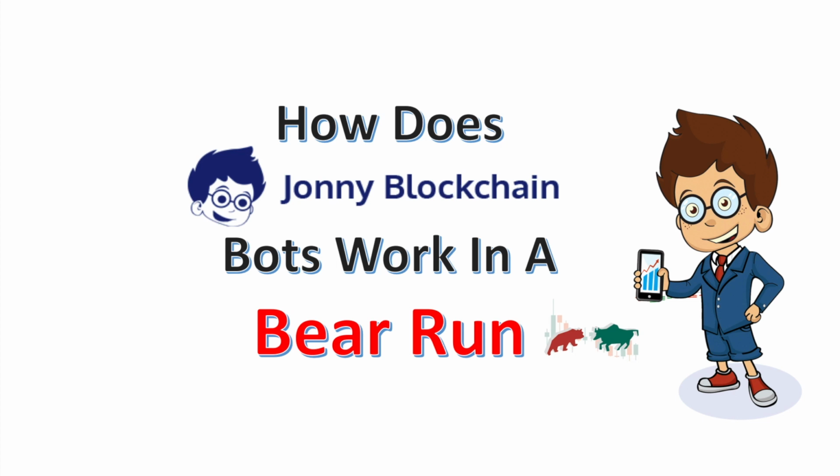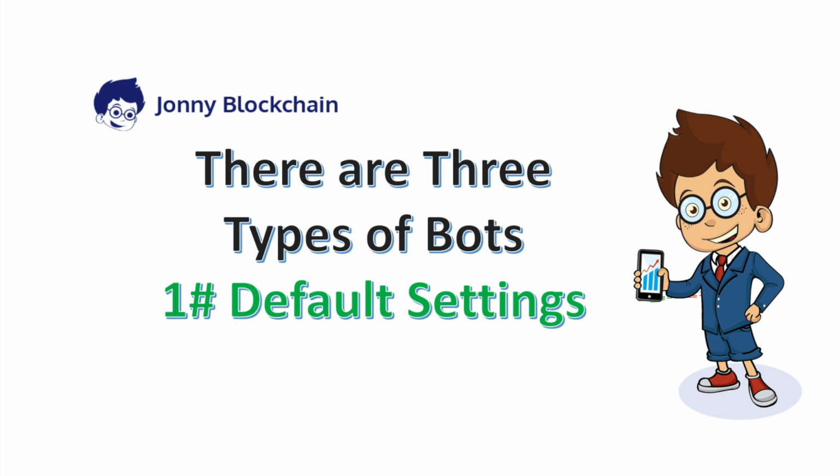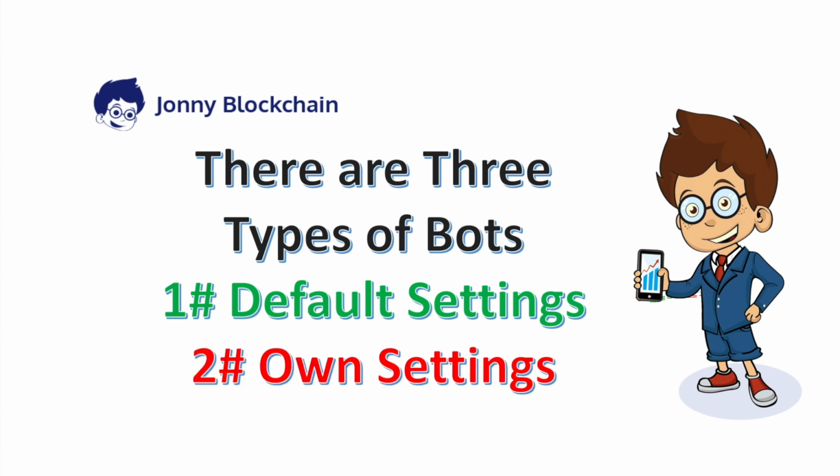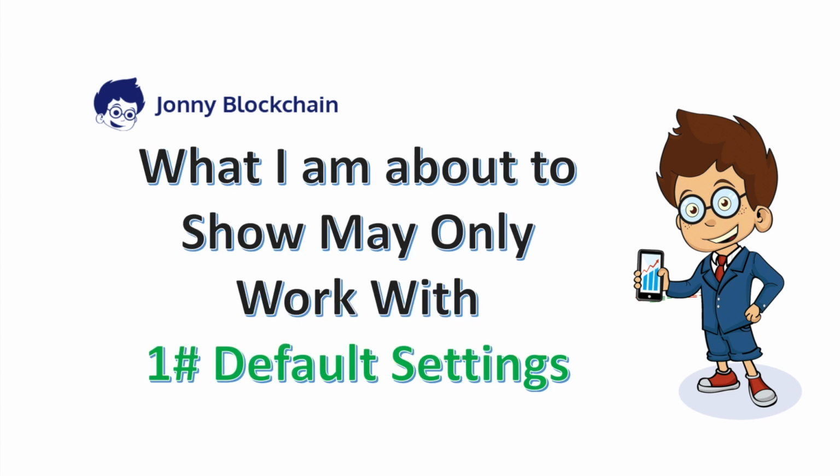So how does JonnyBlockchain's robot work in a bear run? Now there are three types of robots. There's a default setting robot, there's your own settings robot, and there's overtrading robots. Now what I'm about to show you may only work with the default settings.